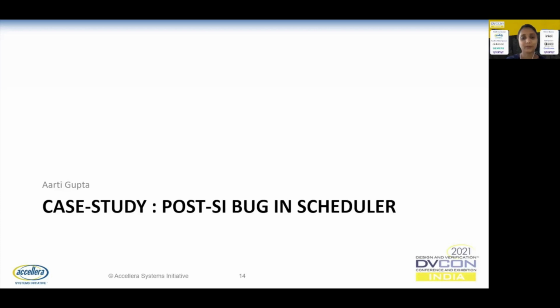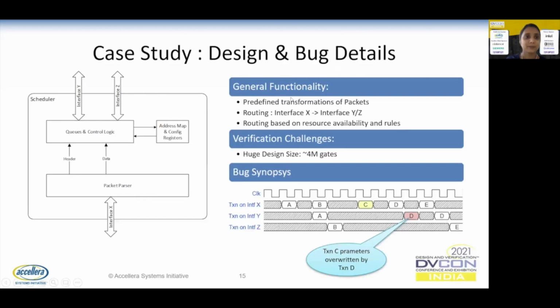Let me take you all through one of the case studies where we applied this methodology successfully and saw great results. So we saw one bug in post-silicon simulation, and after initial analysis, it looked to be coming from the scheduler block. This block had three major interfaces, X, Y, and Z.